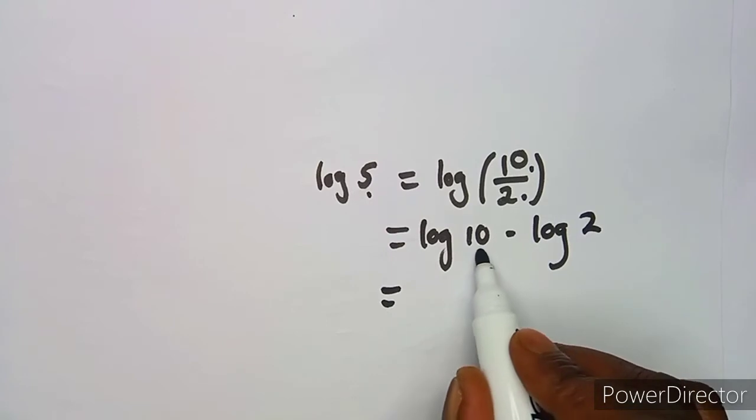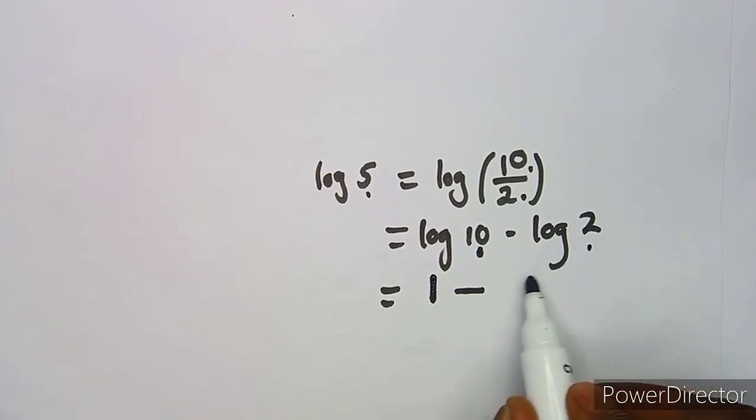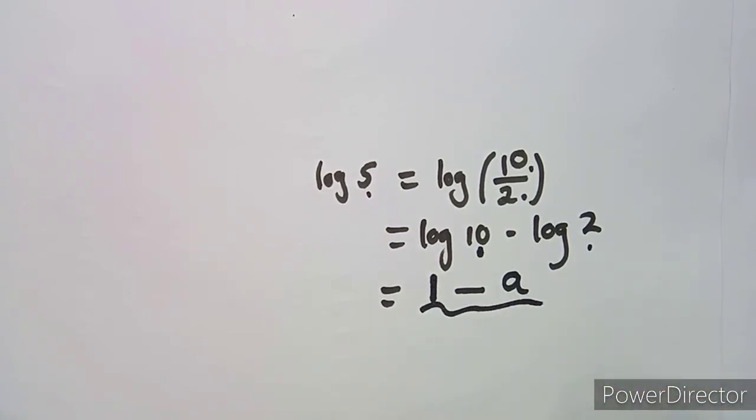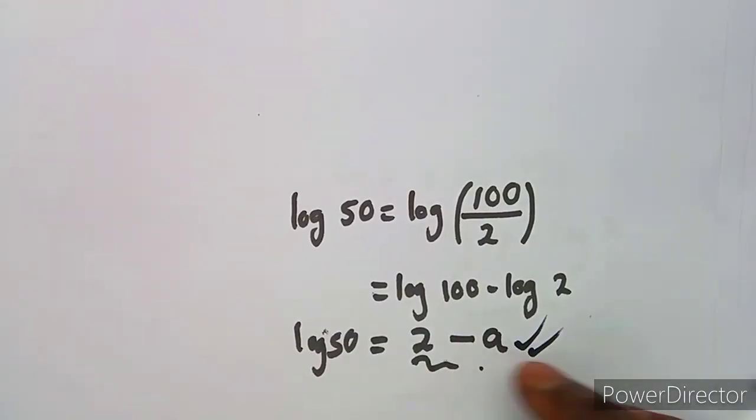of which we've got the value of log 10, because log 10 we said is 1. The number of zeros here is 1, so it's 1 minus log 2, which is a. We are given that log 2 is equal to a, so the answer is going to be 1 minus a. So that's how you simplify these questions. Okay, so that was log 5.